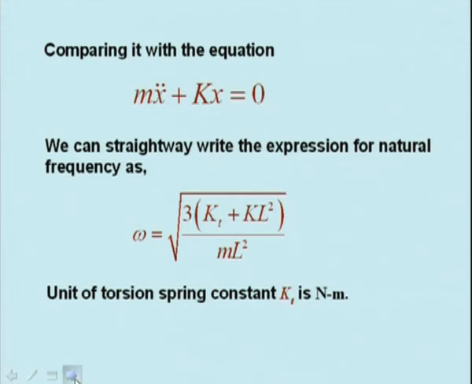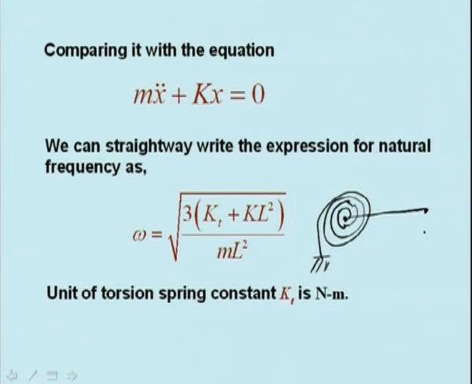So this one: omega is equal to the square root of (kT plus kL square) divided by mL square. Now, of course, if k is equal to 0, that means the spring is just supported at one end by a torsional spring like this, but the other end is free. In that case, omega will be the square root of 3kT divided by mL square.